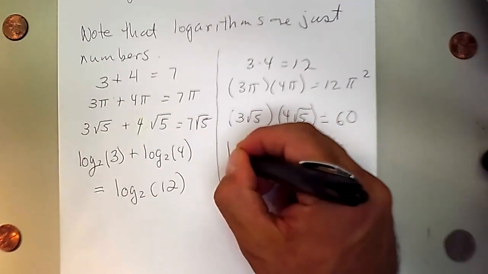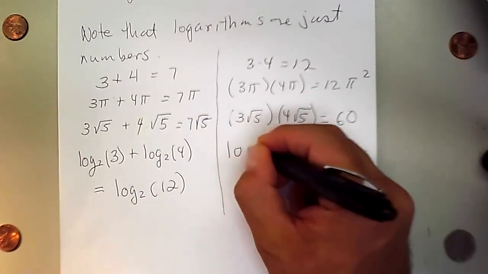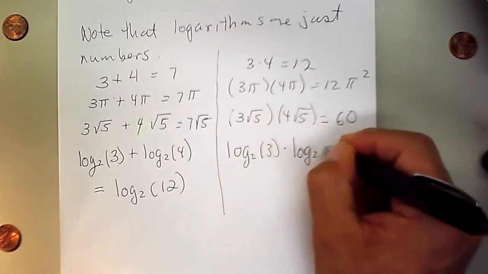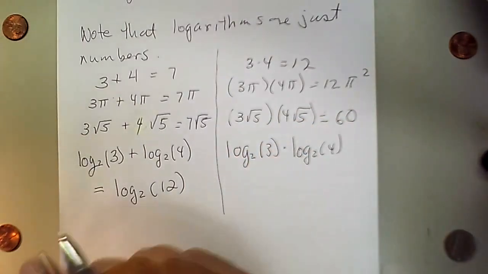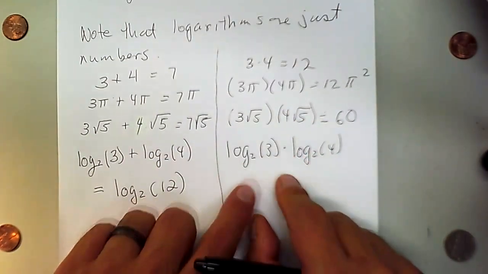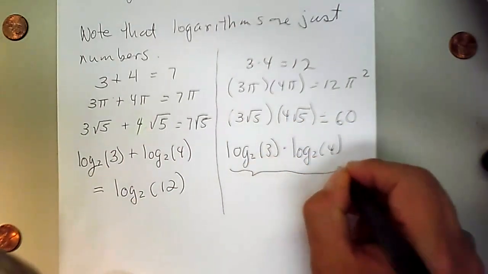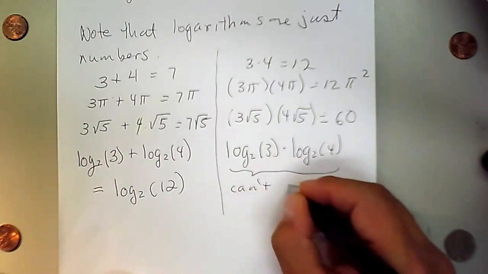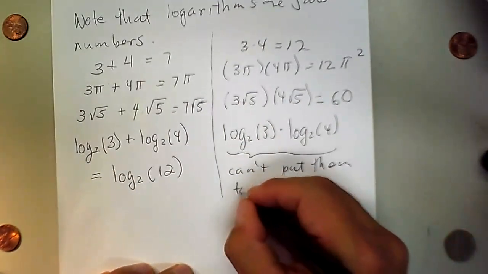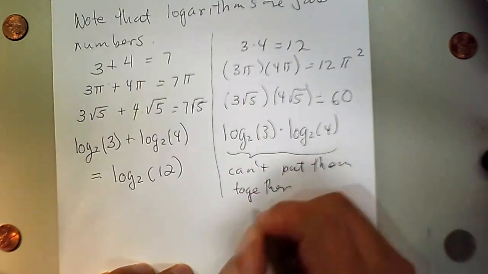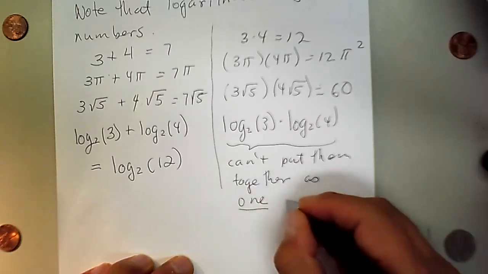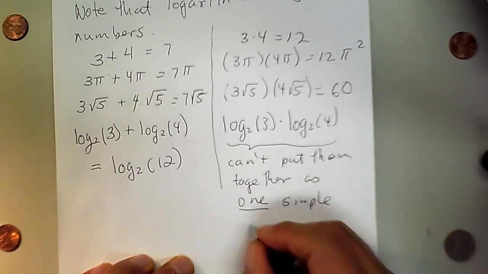By the way, if we multiply two logarithms, say you have the logarithm base 2 of 3 multiplied with the logarithm base 2 of 4, there is no property that allows us to put this together into one logarithm. We're stuck with a product. So we can't put them together as one simple logarithm.